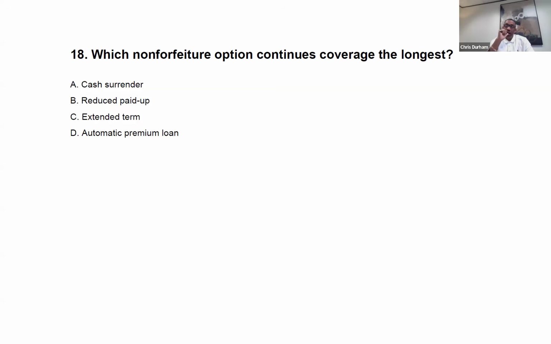Okay. You want to try to explain why? I don't know if I can explain why. I knew it was probably B. I knew it wasn't cash surrender. So it was B or D, and I went with B. So that's what I did.